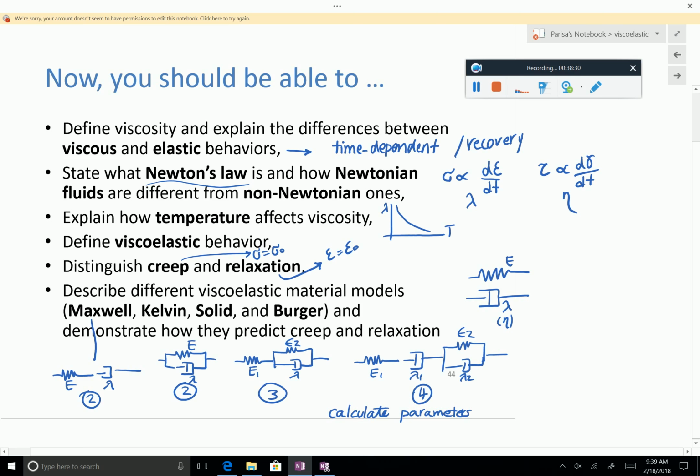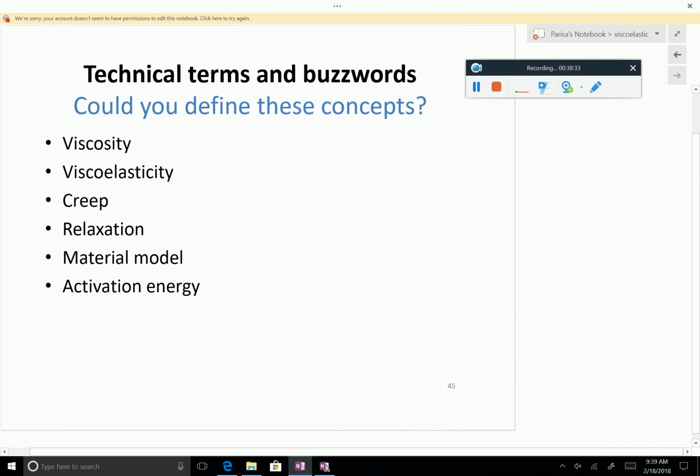And finally, if we look at the buzzwords and technical terms we learned in this module, we learned about viscosity, viscoelasticity, creep, relaxation. Now we know what a material model is, and also we learned about activation energy, and we talked about that in the context of the dependence of viscosity on temperature. So if you forgot, I encourage you to go back and review.